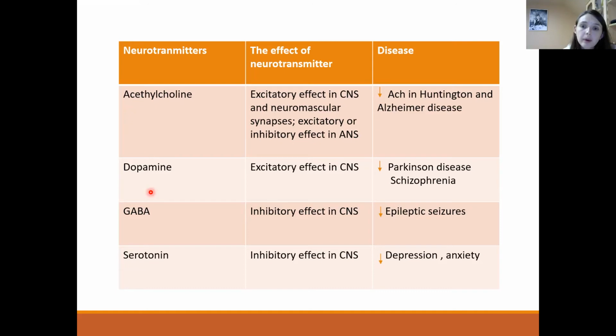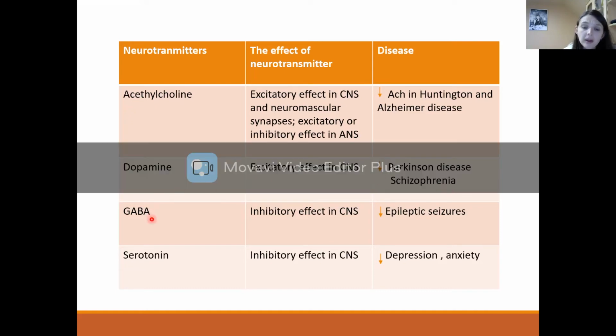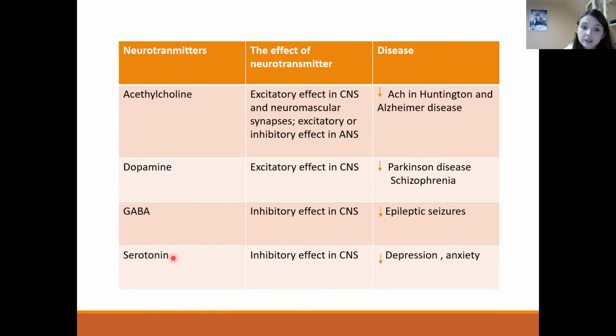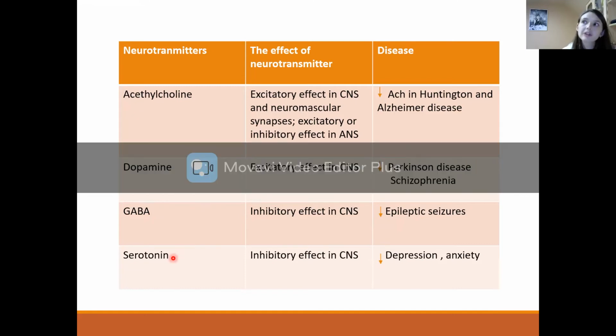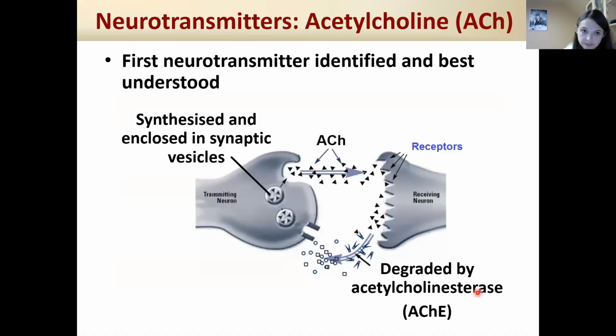The lack of dopamine will lead to Parkinson disease and schizophrenia. GABA mainly has an inhibitory effect in the central nervous system, and the lack of it will lead to epileptic seizures. Serotonin mainly has an inhibitory effect in the central nervous system. Its main function is responsible for good feelings, feelings of happiness and pleasure, and the lack of serotonin will lead to depression or anxiety.